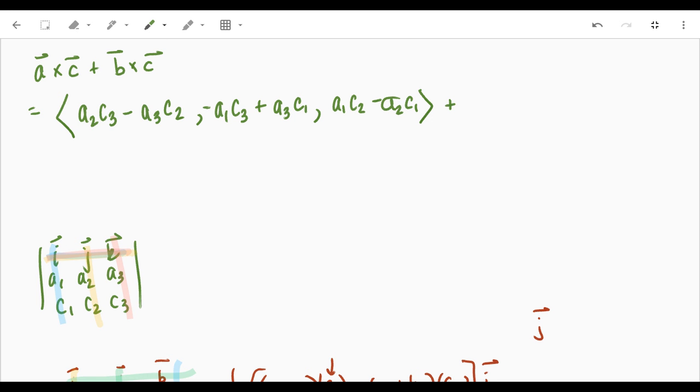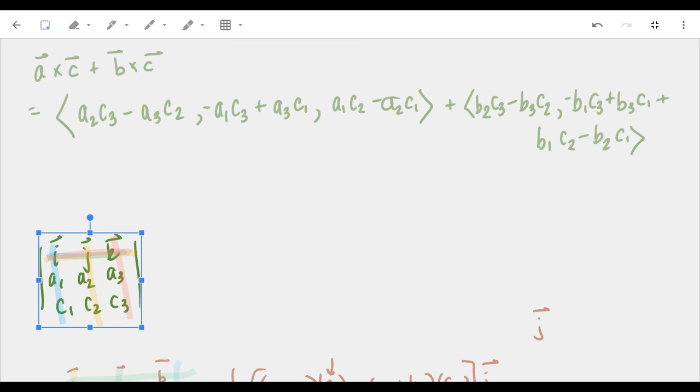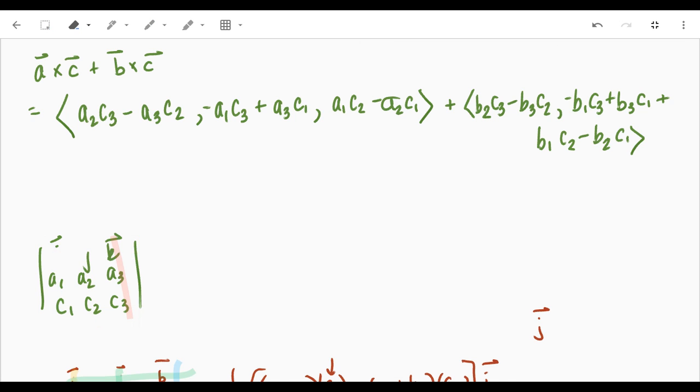And then I can do the same thing. I'm going to run out of room a little bit, but just replace all those A's with B's. So it would be B2C3 minus B3C2. It'll be negative B1C3 plus B3C1, and then it'll be B1C2 minus B2C1. Okay, I'll just erase that. Don't need any of that anymore.